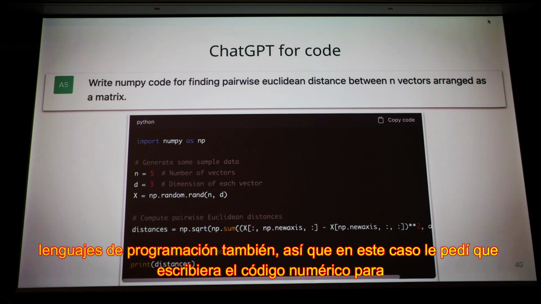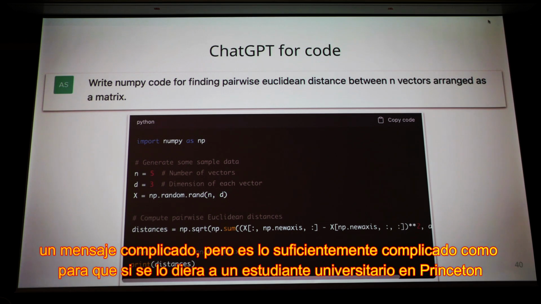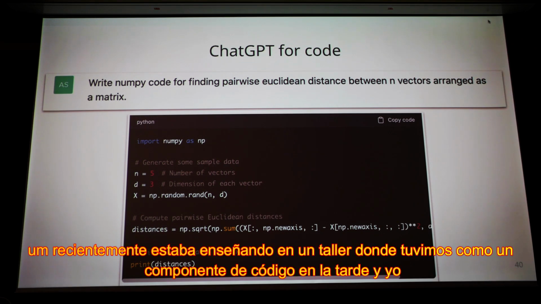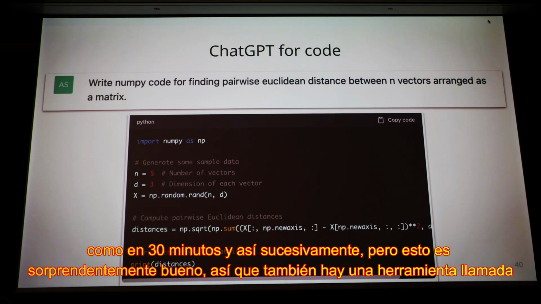In this case, I asked it to write NumPy code for finding pairwise Euclidean distances between n vectors. It's not a complicated prompt, but it's complicated enough that if I gave it to an undergrad at Princeton, they would take maybe 20 minutes to figure this out, right? And yeah, this is the answer. Recently I was teaching at a workshop where we had a code component in the afternoon, and I made the mistake of showing this in the morning, and everyone was finishing assignments in 30 minutes and so on. But it's surprisingly good.